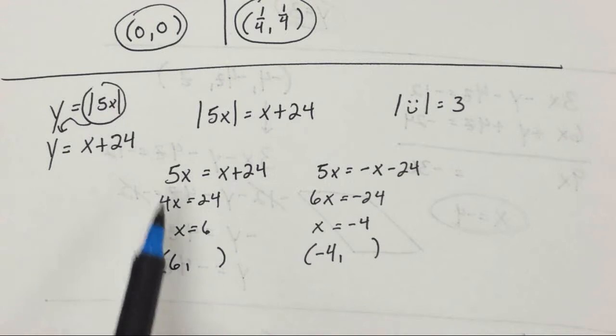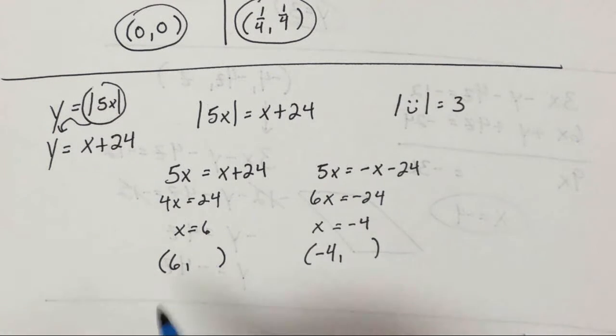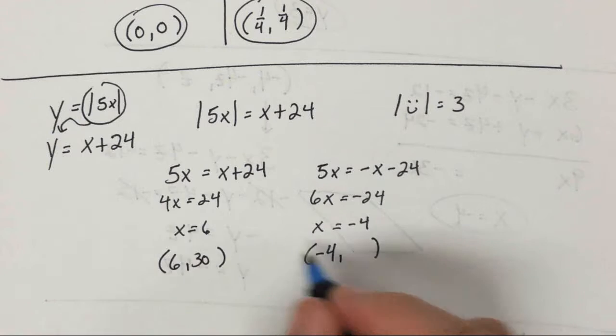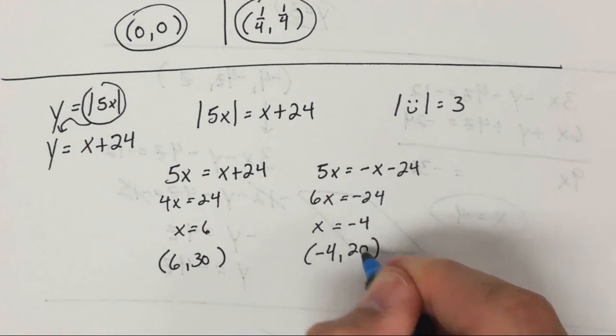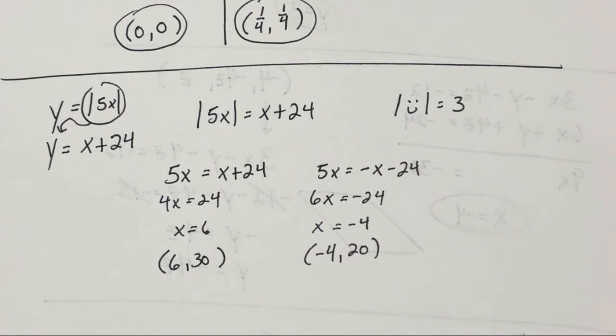Let's do the absolute value. I think it'll be easier. When you plug in 6, you get the absolute value of 30, which is 30. When you plug in negative 4, you get the absolute value of negative 20, which is 20. You can check it by plugging into the other one. It should work in either one.